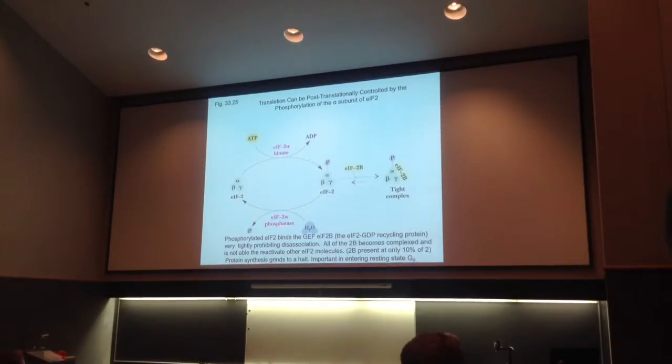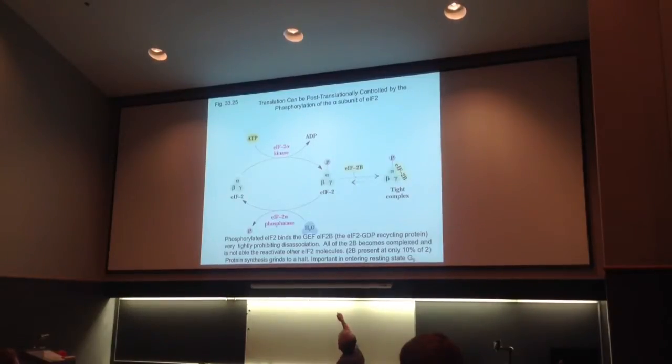EIF2 is phosphorylated by a kinase and dephosphorylated by a phosphatase. The dephosphorylated form is active in the initiation of translation. The phosphorylated form is inactive in the initiation of translation. So cells can regulate by the level of this kinase whether or not translation is initiated. And in different cells, there are different types of kinases that regulate that.